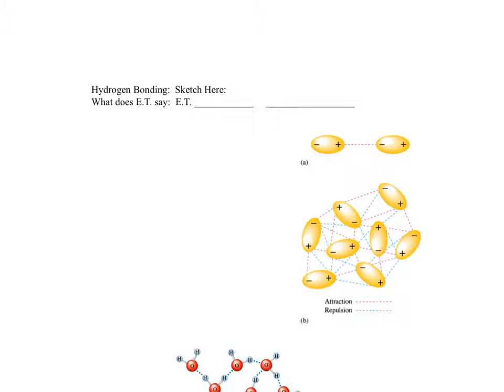So just remember here, hydrogen bonding, here's another way. I say NOF. Other people say, what does ET say? ET says phone home. So you've got the H with the NOF, nitrogen, oxygen, fluorine. So it's just another way to remember it.